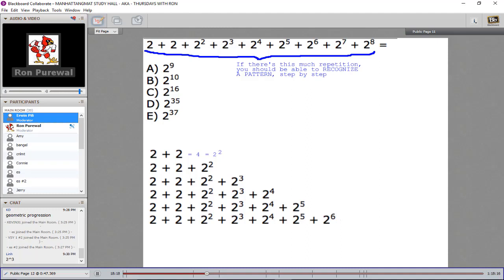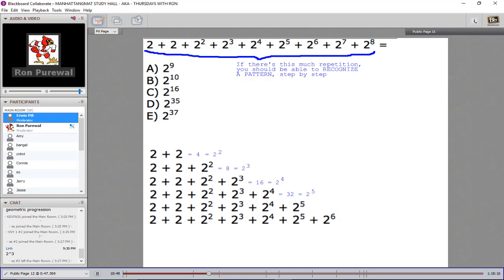Aha, that's 2 to the 3. Well, if you add the 2 to the 3 term, you get 16, which is 2 to the 4th. If you add the 2 to the 4th term, you get 32, which is 2 to the 5th. I mean, it's not very hard to see what the pattern is here.